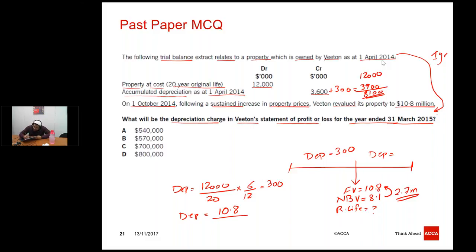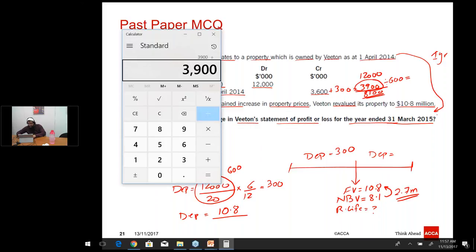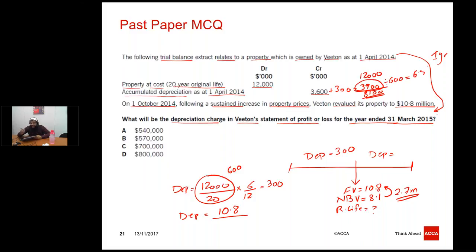Because if we see, the total depreciation charge is now 3,900, and the annual depreciation was actually 600. So if I divide 3,900 by 600, I'm going to get the age, which was 6.5. So the asset has already been depreciated for 6.5 years. Out of 20, the remaining life is 20 total life minus the age of 6.5, which gives us the remaining life of 13.5.